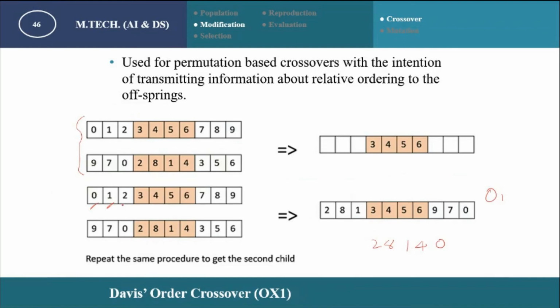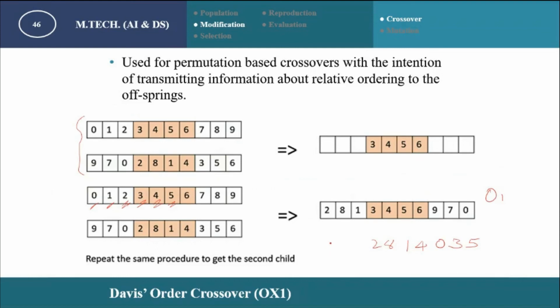The next item is 2. 2 is also there, so we can omit that one also. The next is 3. Then 3 is inserted here. Then 4 is already there, so we don't have to insert 4 again. The next is 5. So we reached the end of that chromosome. Then we have to start from the beginning. So 5 is inserted. Now the next is 6, 7, 8 and 9.